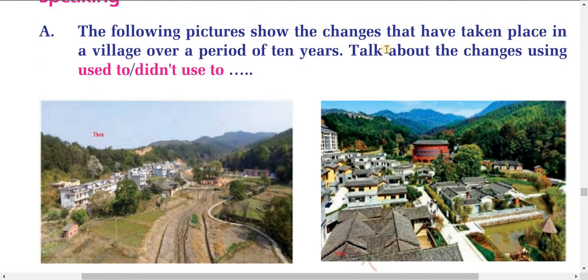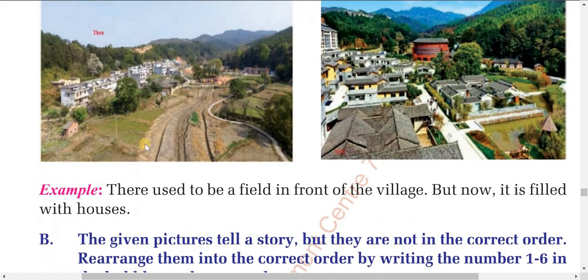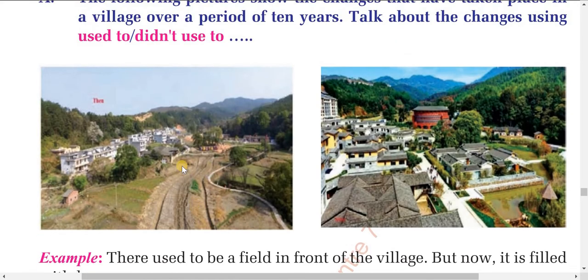Now, dear students, look at the two pictures here. The following pictures show the changes that have taken place in a village over a period of 10 years. Talk about the changes using used to or didn't used to. So, dear students, it's not difficult. An example is given here. There used to be a field in front of the village, but now it is filled with houses. So you can see there used to be few houses, but now there are many houses.